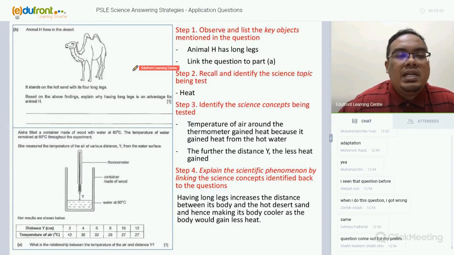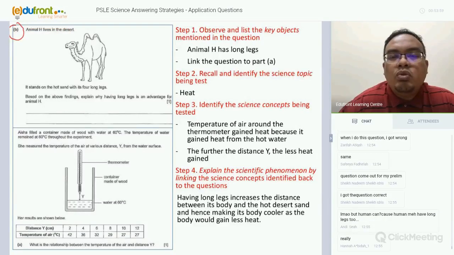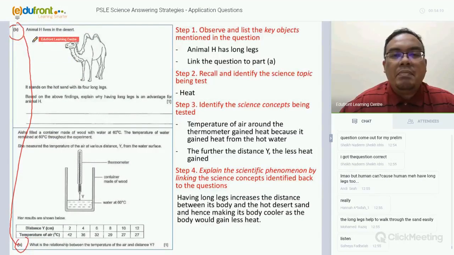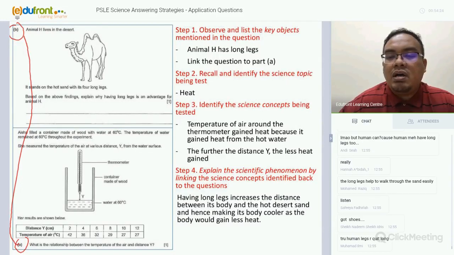Remember, this is part B. When the question has 2 parts, part A and part B, you will need to link between those 2 questions. The clue to answer part B will be based on the experiment or the concepts in the earlier part. So Razik said long legs help to walk through the sand easily. That is a wrong answer. Why wrong answer? Now let's take a look at part A, the earlier part.